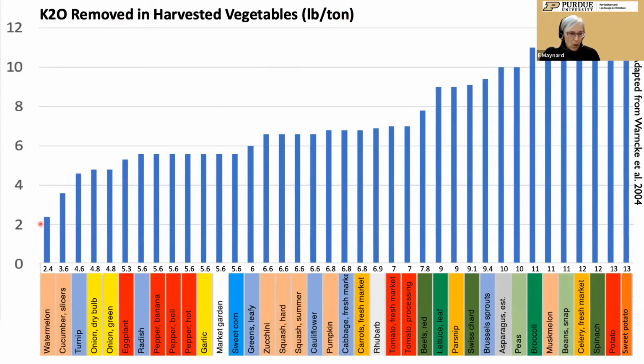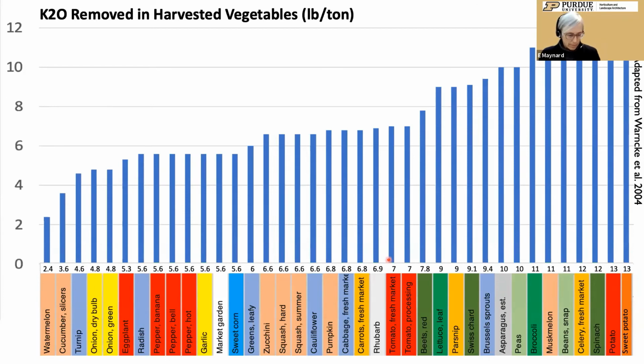So down here at the low end, we have watermelon: 2.4 pounds of potash for every ton of watermelon that you sell. You're taking that out of your field. At the high end, there's potatoes and sweet potato, about 13 pounds for every ton of potatoes or sweet potatoes you're selling. In the middle, we have tomatoes at 7 pounds per ton. So what that means is that if you're selling those vegetables, you're taking that potassium out of your soil and selling it to someone else. If you want to keep enough potassium in your soil, you have to add at least that much back in, right? The weathering of the potassium doesn't happen fast enough to replace all of that.